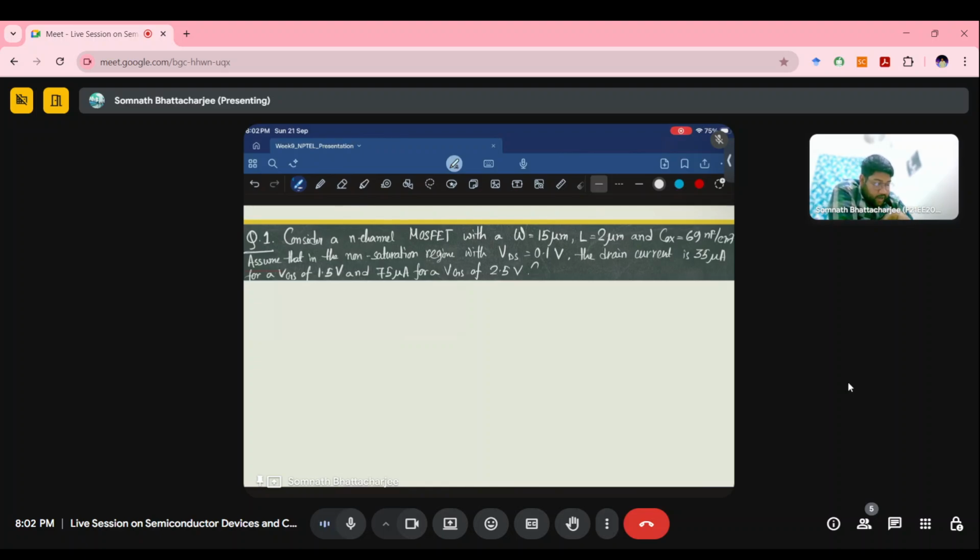Now we need to compute the threshold voltage of the MOS. So we need to find the threshold voltage of this MOSFET.